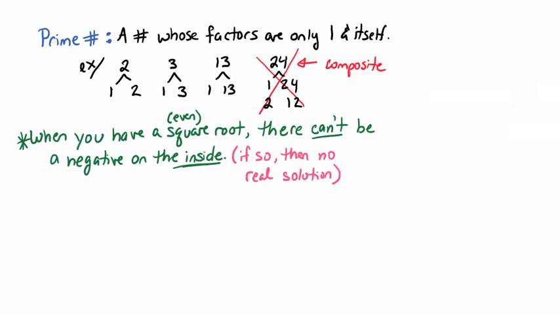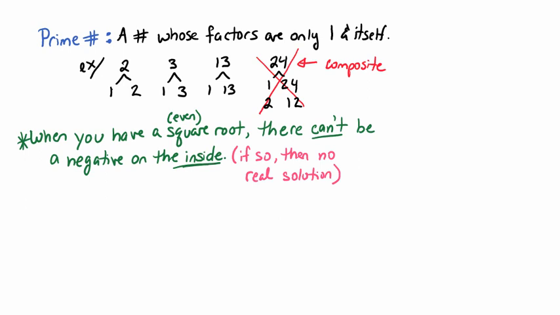Remember that a prime number is a number whose factors are only 1 and itself. So the numbers 2, 3, and 13 are examples of prime numbers because the only numbers that you can use to multiply to get them are 1 and itself, like 1 and 2, or 1 and 3, or 1 and 13. 24 is considered a composite number because not only does 1 times 24 equal 24, but 2 times 12 and some other numbers.